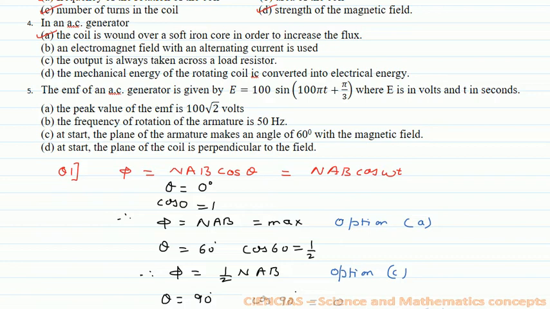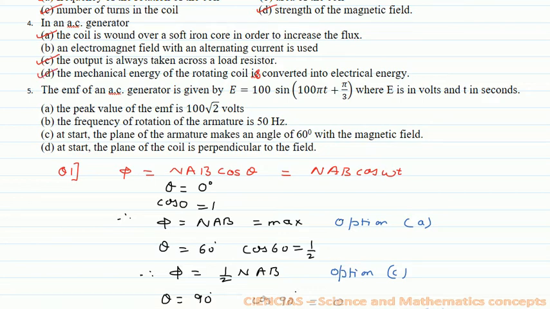Option C, the output is always taken across the load resistance, definitely, because current is flowing in the coil. Therefore, across load resistance, current into resistance will become EMF, hence we take the load. So option C is also correct. Then option D, the mechanical energy of rotating coil is converted into electrical energy. Definitely, the coil is rotating and hence it is mechanical energy, and in the output we are getting electrical energy, that is EMF. So this option is also correct.